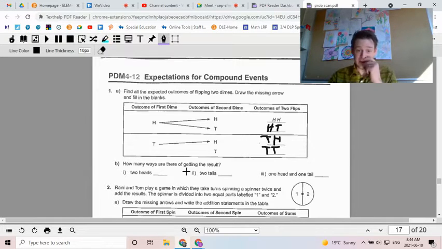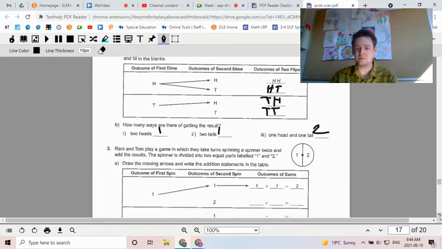How many ways are there of getting the result? So how many ways are there of getting 2 heads? Well, just 1. 2 tails? Just 1. 1 head and 1 tail? Oh, well, there's 2 ways of getting that. And that's what it's asking you to do. And we're going to continue this line of thinking as we look at some other probability experiments.